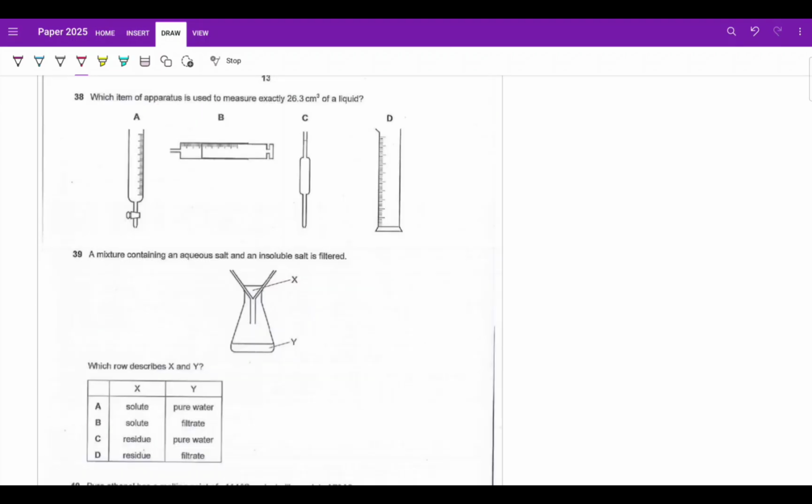Question 38, which item of apparatus is used to measure exactly 26.3 cm³ of liquid? You have to measure 26.3. A measuring cylinder is not a good device for measuring. A pipette always comes with fixed volumes. Gas syringes are used for measuring gases, and there's a burette, which can measure the accurate 26.3 because it's graduated. The answer is option A. Question 38, answer is option A.